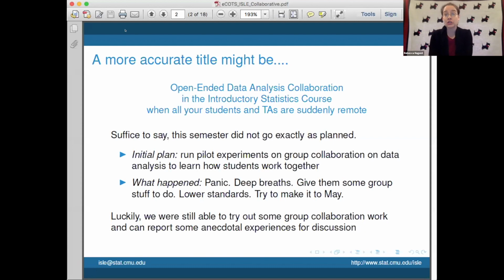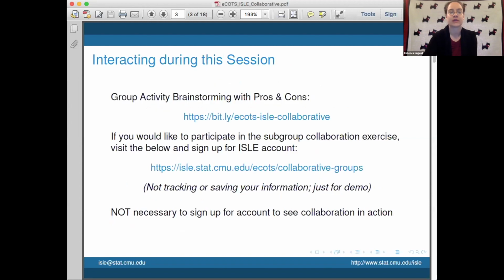But the good news is that we were still able to try out some group collaboration work, and we can report some of our anecdotal experiences for discussion. So we're hoping that this breakout session prompts a lot of discussion among the group about how we can promote these group activities for data analysis, and what we might learn if we are to do other experiments or other activities in the future. So let's take a look at how we're going to interact during the session.